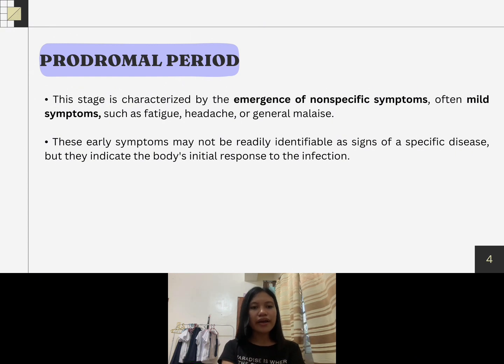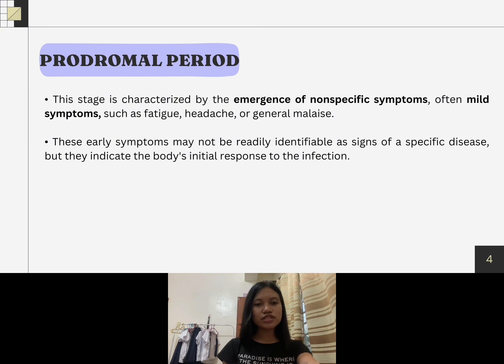Mild lang siya. Ganon yung mga fatigue, headaches, and malaise. And ito yung mga symptoms pero hindi siya specific kasi nakikita niya siya sa mga ibang disease. Hindi lang siya nakikita sa measles.